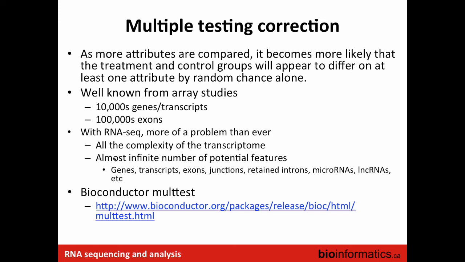When we had microarrays, we had something like 20 to 50,000 genes or transcripts being measured. With RNA-Seq, we have all the complexity of the transcriptome. We have potentially custom-defined isoforms, maybe 100,000 isoforms. All the individual features can now be assayed very discretely, down to the individual exon, junction or intron level. MicroRNAs, lncRNAs, etc. So we're doing more tests than ever, which means our multiple testing problem is bigger than ever.